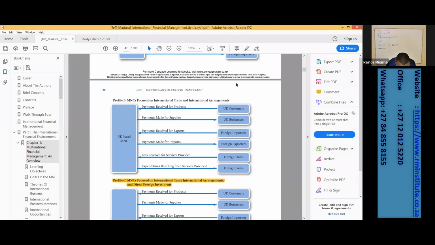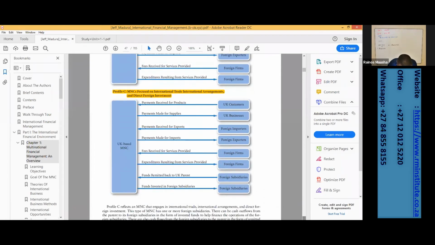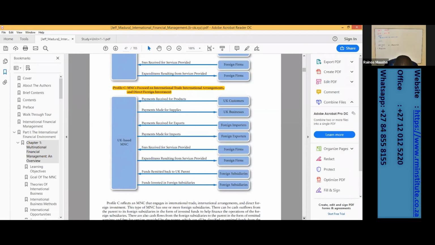And then when it comes to other international arrangements, this is where there are going to be fees received for services provided, and expenditure resulting from services provided there as well. Which means that this is where there is now going to be trade of not only goods, but trading of goods and services. So this is basically the second diagram that we are looking at.